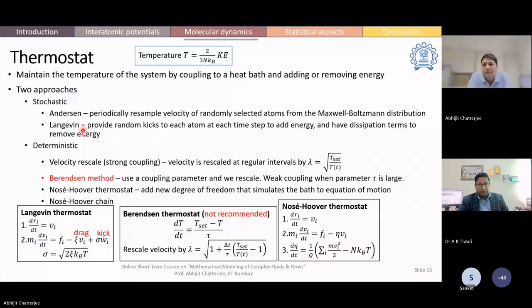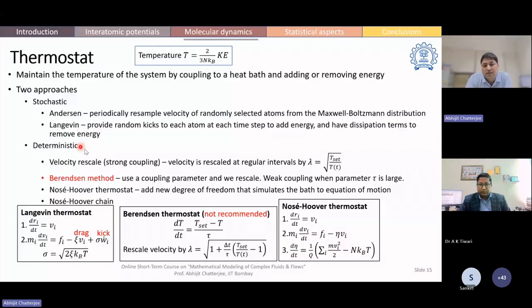Okay, and so these techniques, both the Andersen and Langevin thermostats, would involve the velocities changing randomly. Which may be desirable, may be undesirable, because in your molecular dynamics simulation, you might see the particle suddenly change its direction of motion, because the velocity has changed.